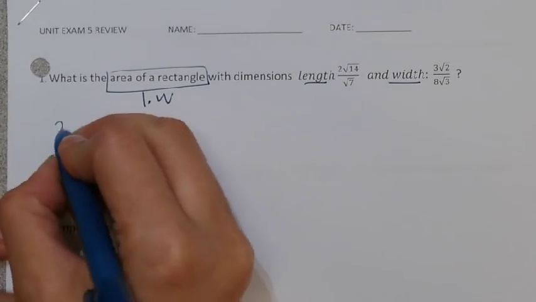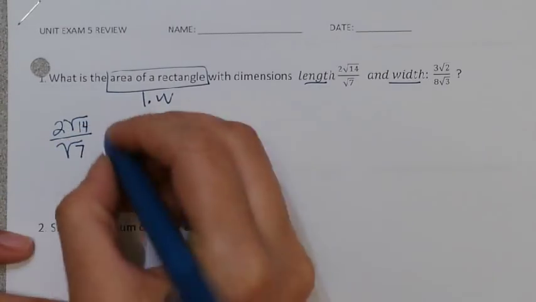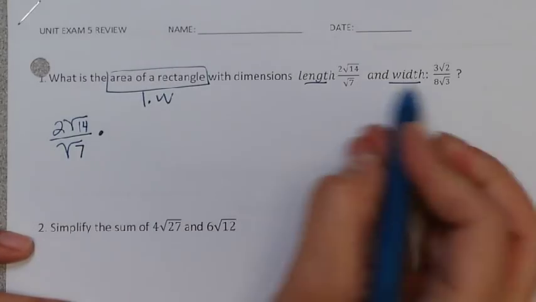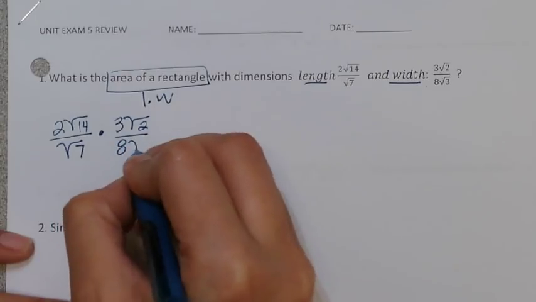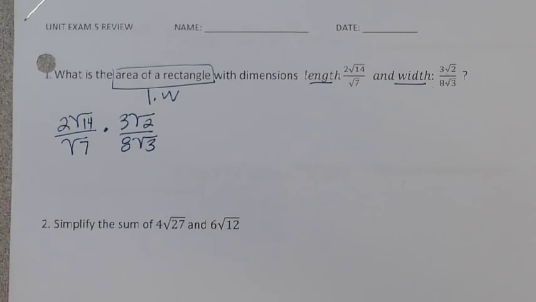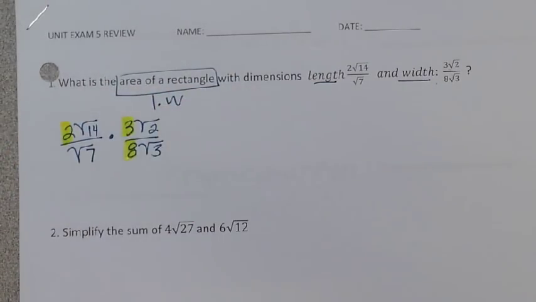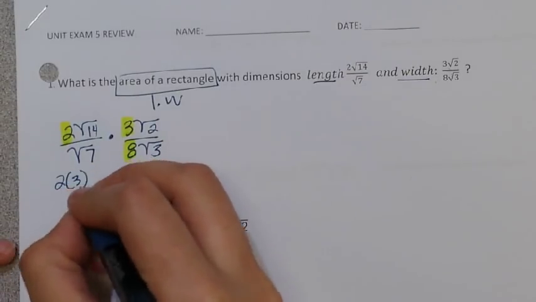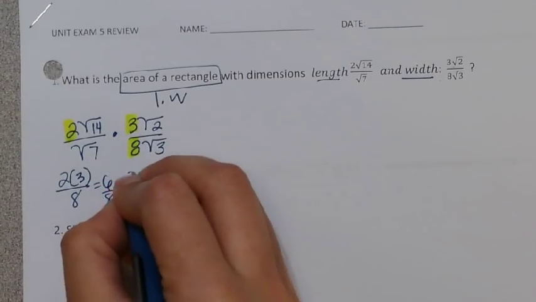So I will have this rational expression times the other, length, and then this one's width. Okay, just like in class, the coefficients, I can set them aside and multiply them together and divide them together. And here I would get 2 times 3 divided by 8, which is 6 over 8, which is 3/4.